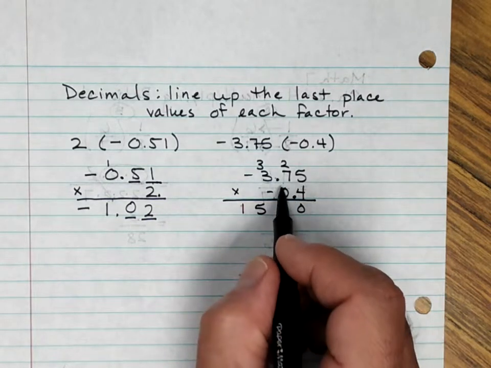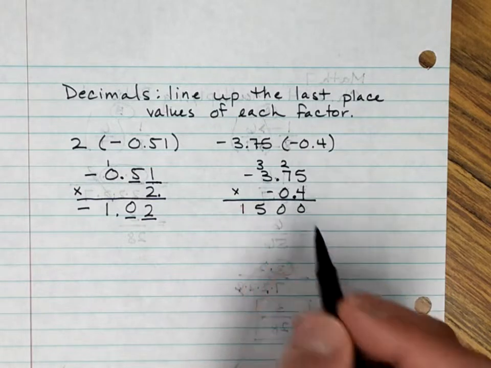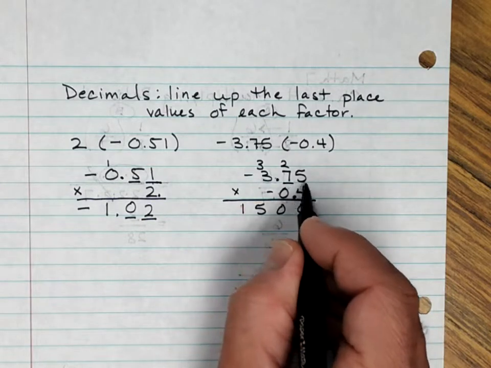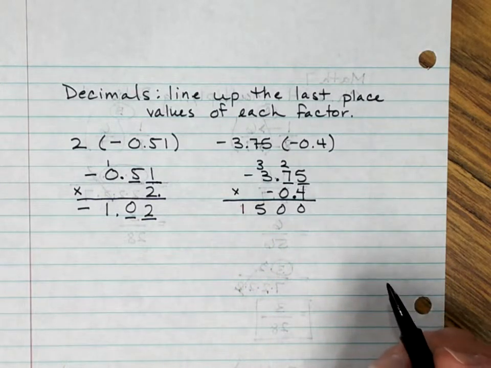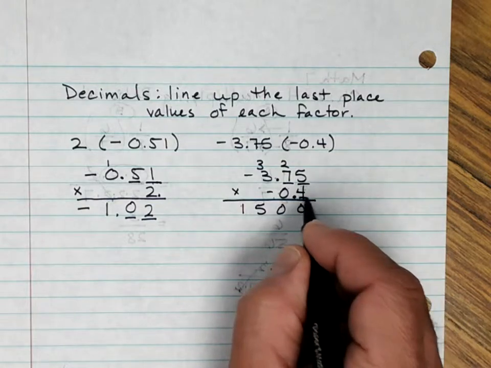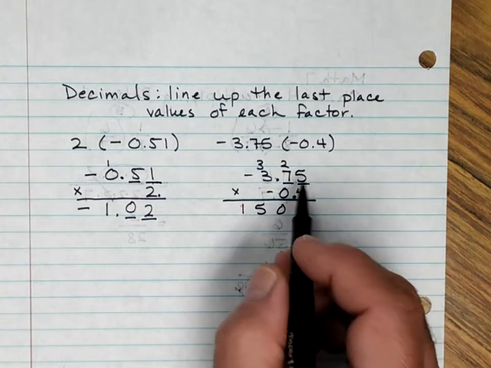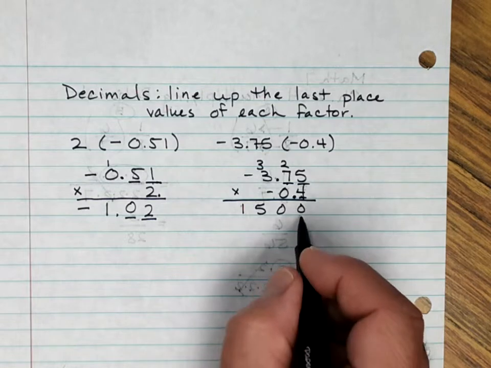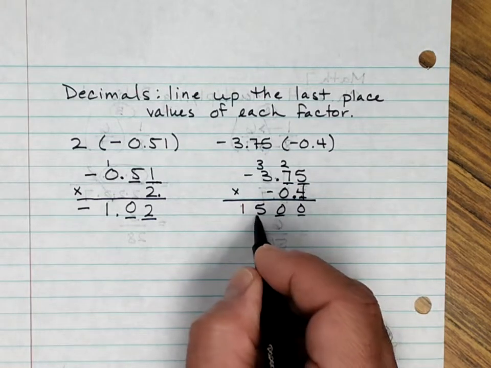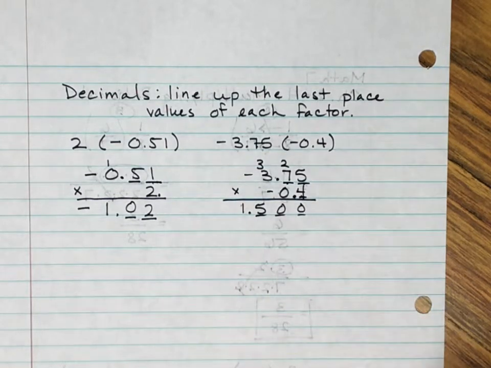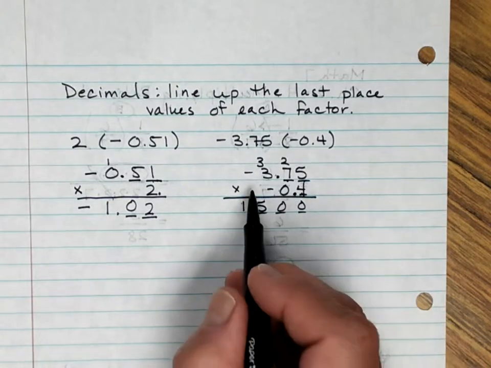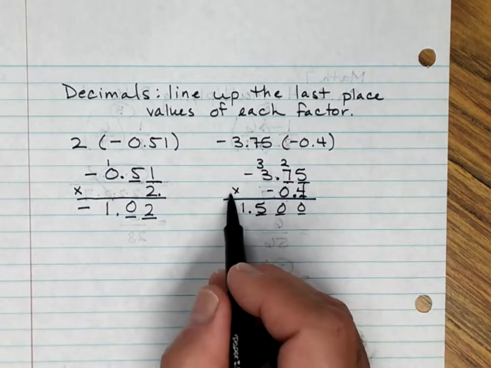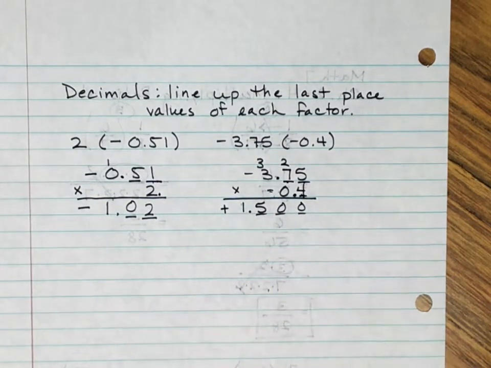But now we're going to go back to where we came from. There were decimals here. There are 2 place values to the right in the top factor, and there's 1 place value to the right in the bottom factor. So that gives us a total of 3 place values. That means the product is going to have 3 place values to the right of our decimal. Again, negative times negative is positive, so it's 1.5.